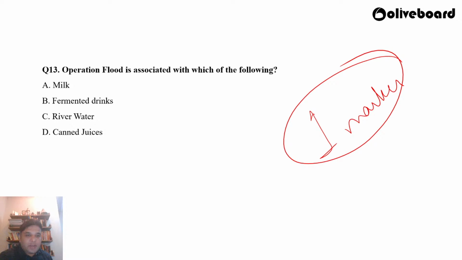What do you think it is associated with? Operation Flood is associated with which of the following? Milk, fermented drinks, river water, canned juices. What do you think is the correct answer, boys and girls? Come on. I'll give you 10 seconds more. Please answer. What do you think it is associated with? Even common sense will help you answer this question.